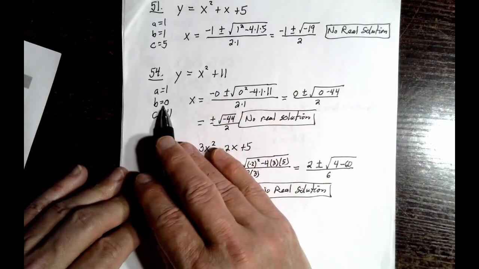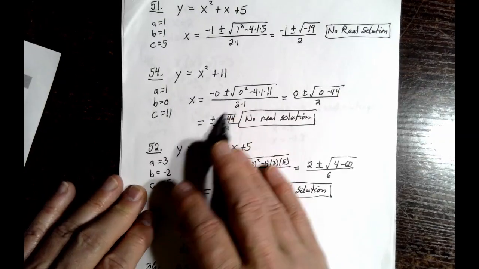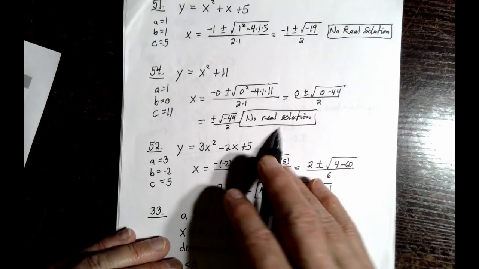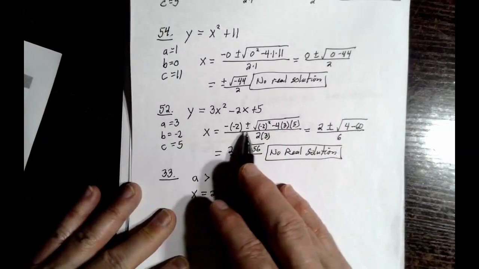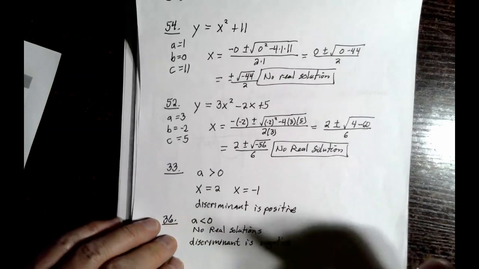Here, when you plug in your a, b, and your c, notice there's no b term, there's no x term, so b is 0. So you have to be careful there. A is 1, b is 0, c is 11. Alright, and you plug in everything, you simplify it down, and you're taking the square root of negative 44, which you can't do, so no real solution. And then here, when you plug this in and you crunch it down, you get the square root of negative 56. Again, no real solution.